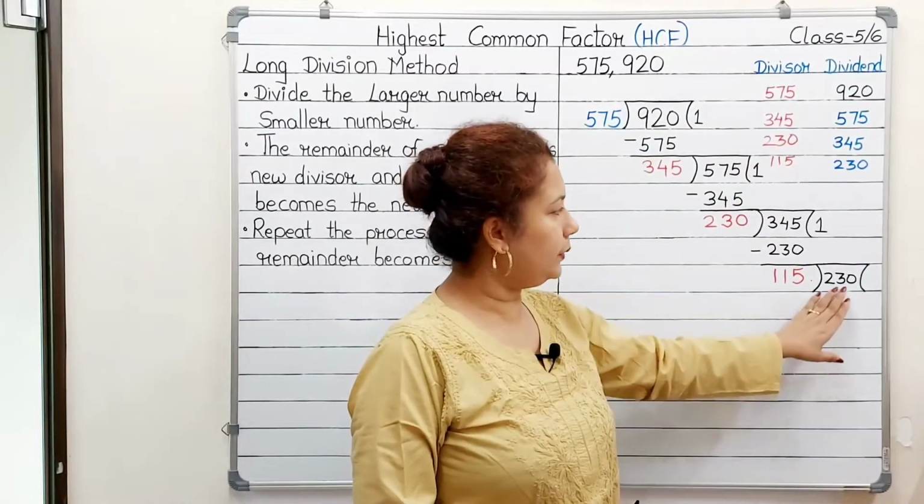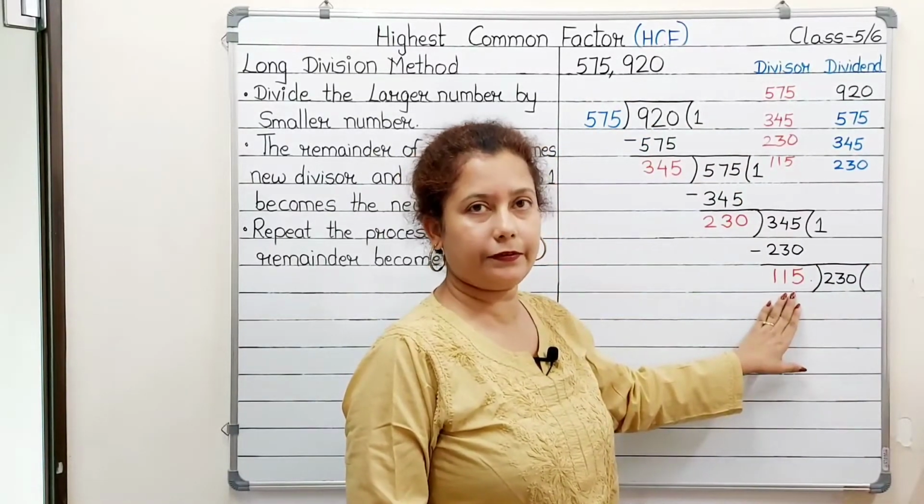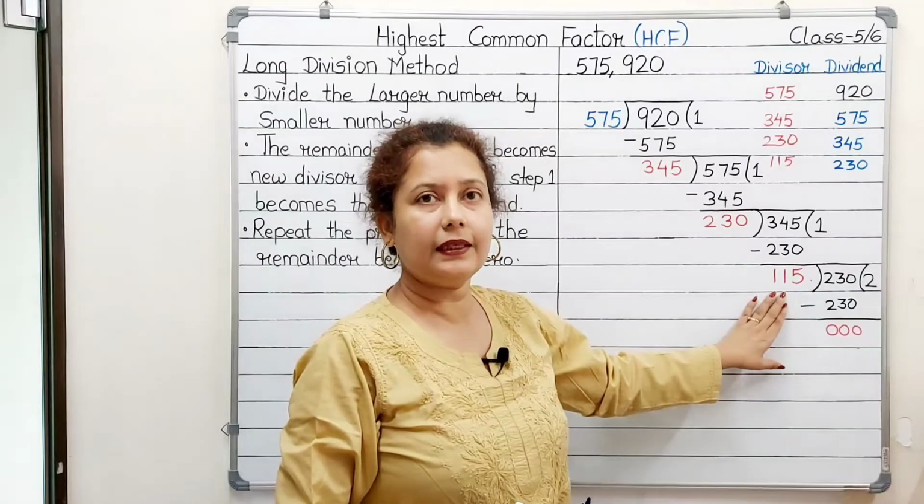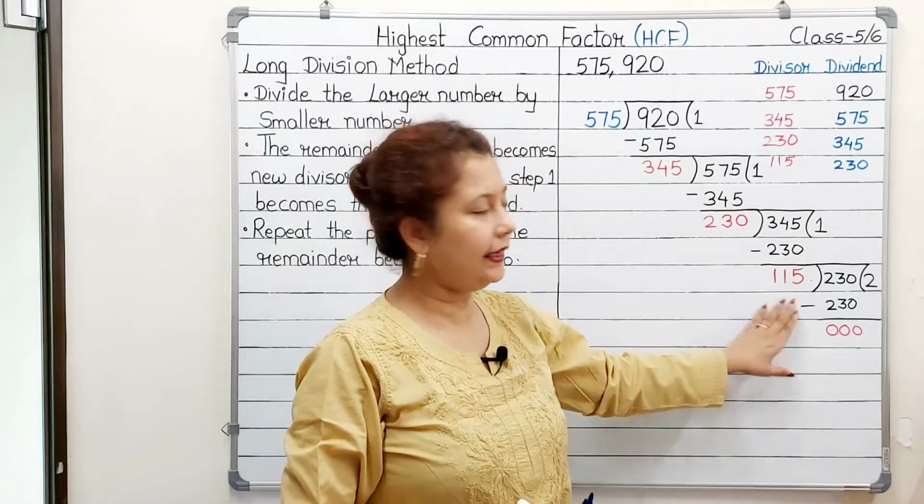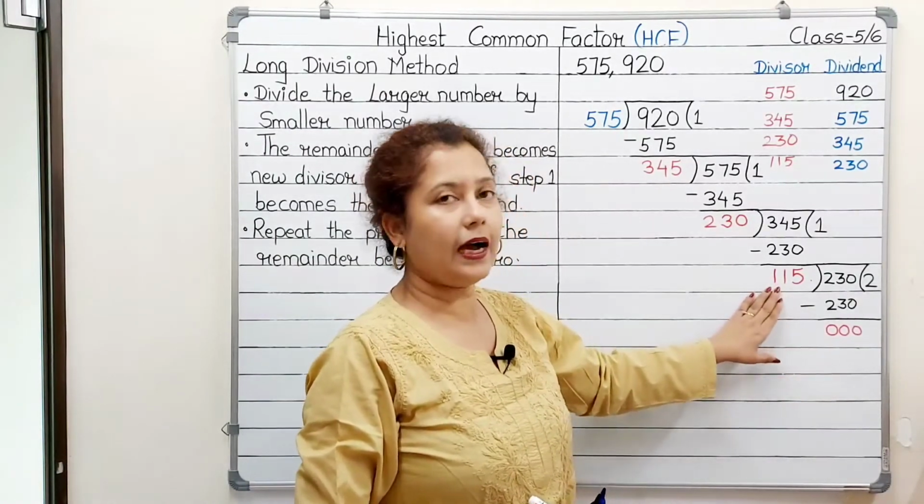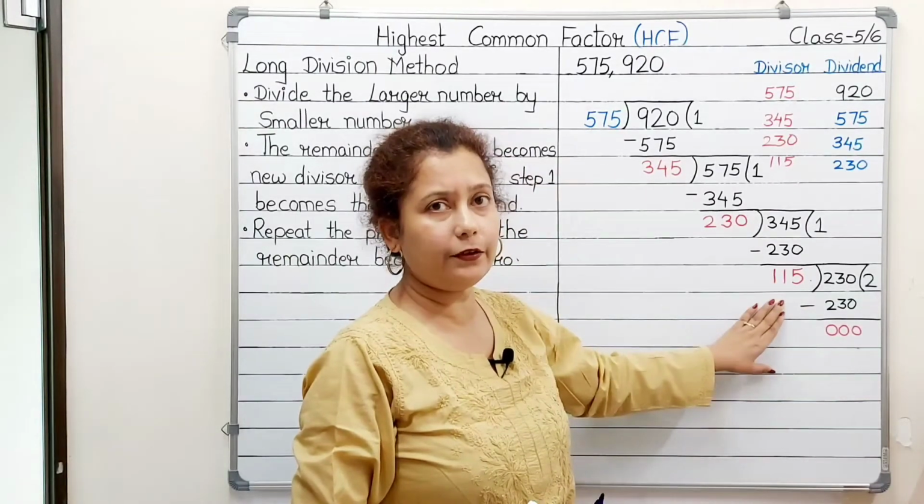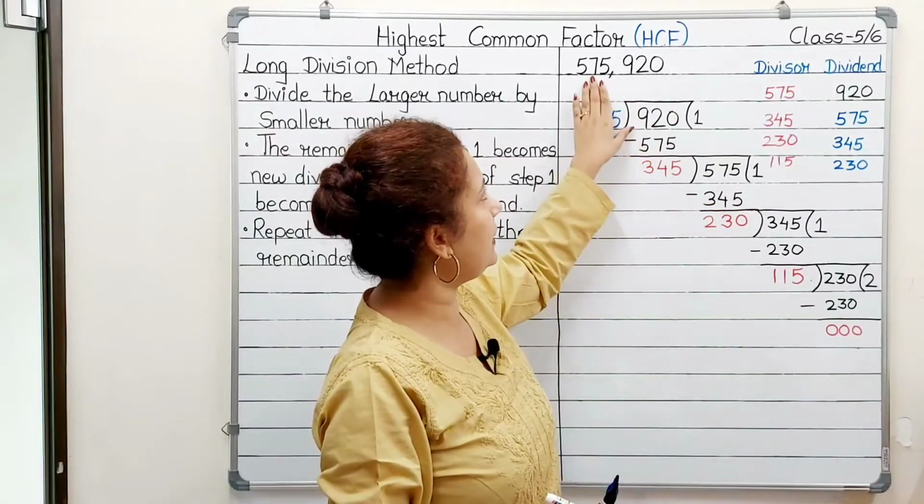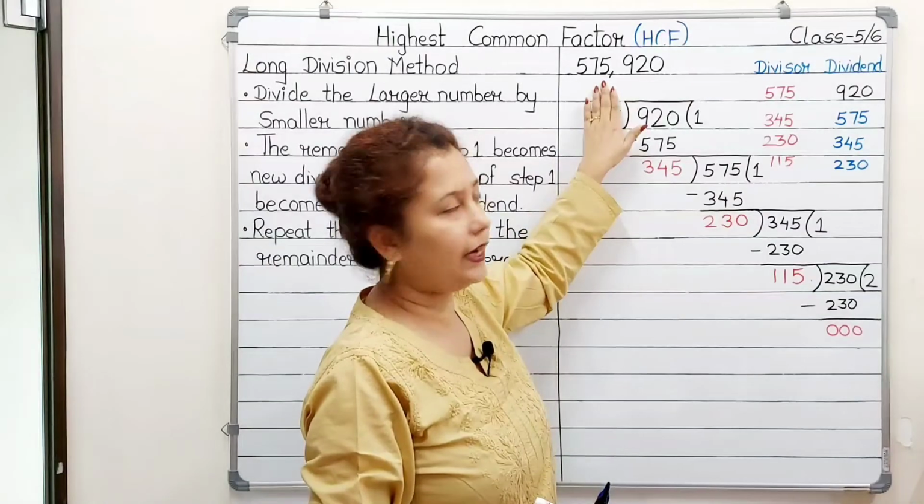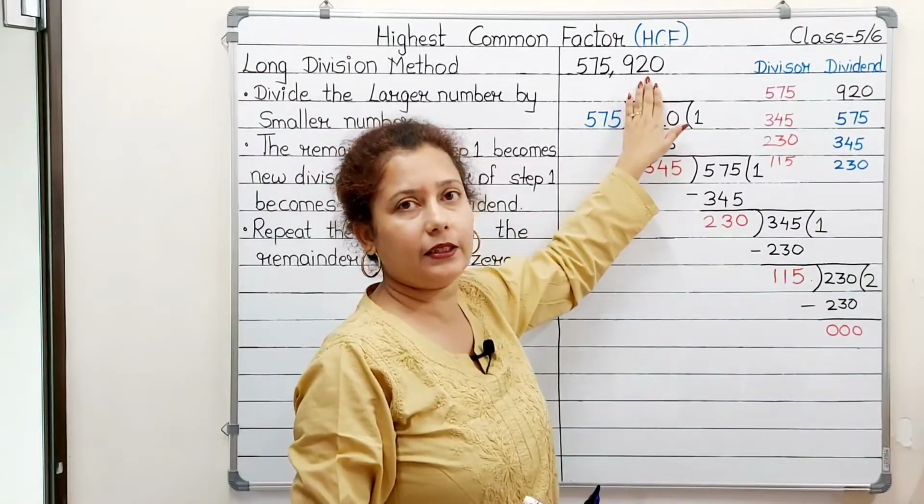Here we will divide 230 by 115. So here the last number by which we are dividing and getting 0 is 115. So 115 is the HCF of 575 and 920.